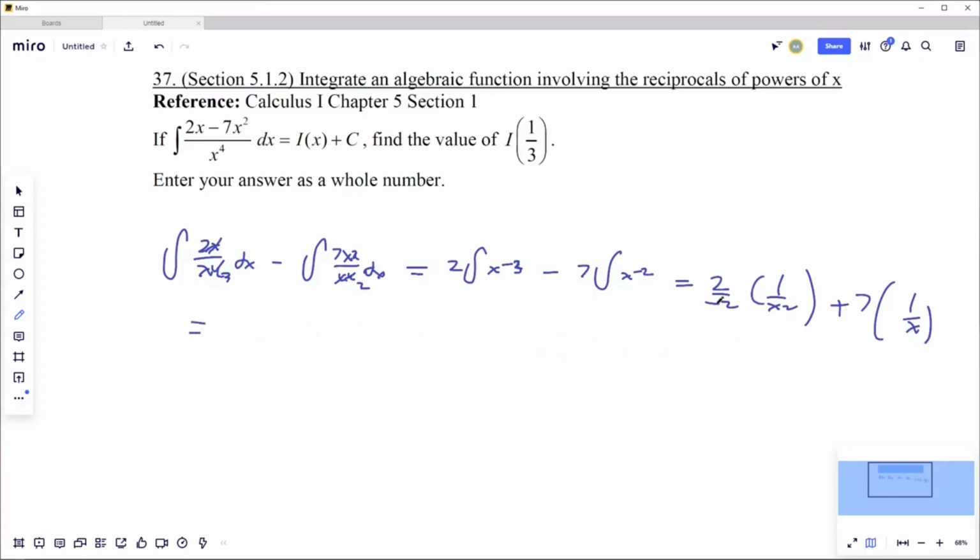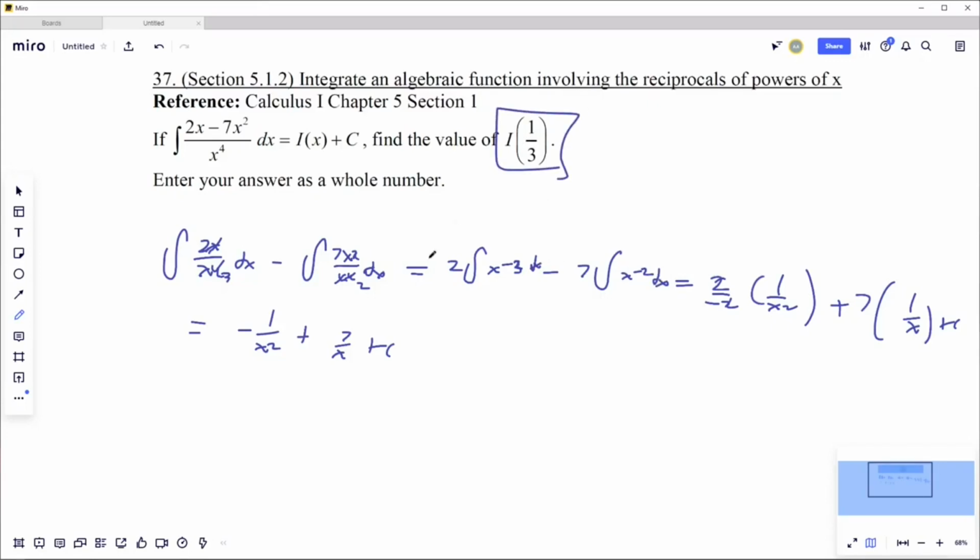Let's continue here. This and this cancel, so you get minus 1 over x squared plus 7 over x. And of course this is an indefinite integral, so you add plus c and dx here. Don't forget, even if this is written, well, it is written.